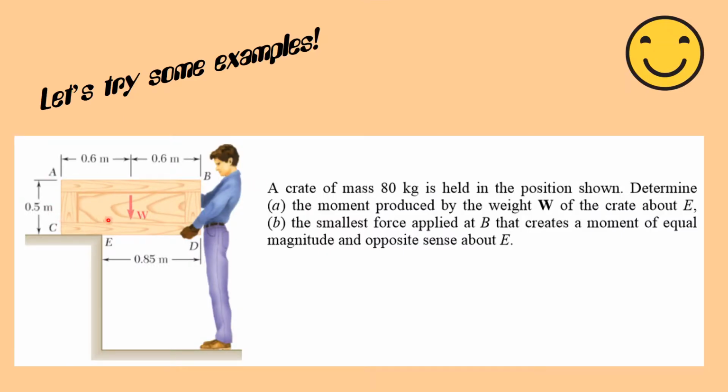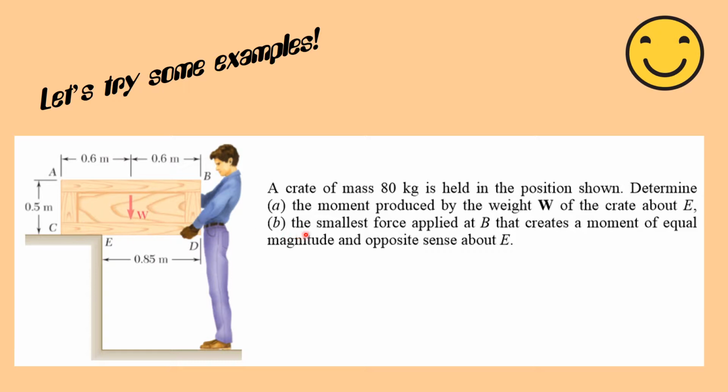What we have here is a crate. The crate has a mass of 80 kilograms, not a weight, a mass. We're going to have to multiply that by 9.81 to get a weight out of it. So that's going to happen right in the center of that crate. Find the moment produced by the weight around point E. So it's going to be rotating around point E, and what's trying to rotate it is the weight falling down.